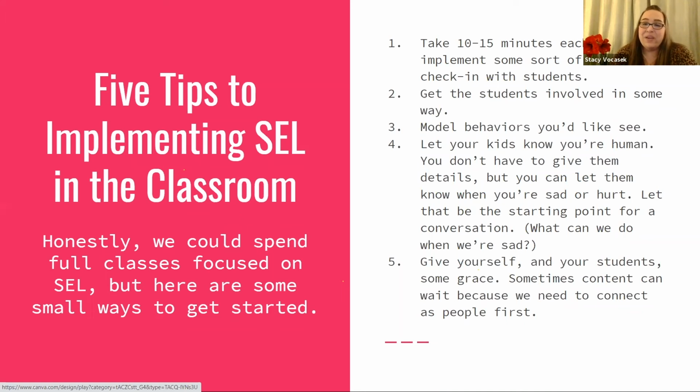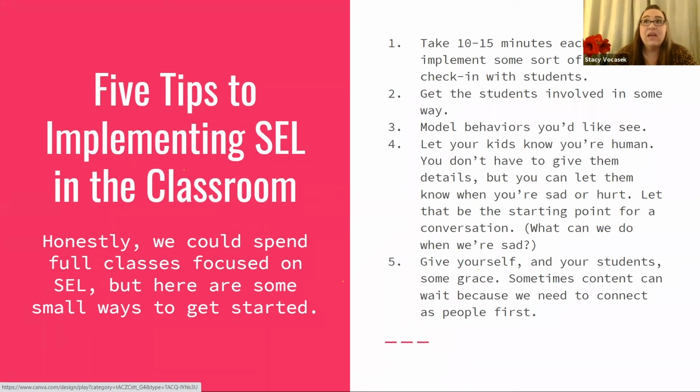Let your kiddos know that you're human. You don't have to give them all the details of your life and tell them what's bothering you, but you can let them know when you're having feelings. And maybe that's the start of a conversation. I have said to my kids, I'm really upset right now and I don't know what to do. What do you do when you're upset? And they'll give me ideas and say, well, this works for me. And I'll say, okay, thanks. I really appreciate that. And then just give yourself and your kiddos some grace.